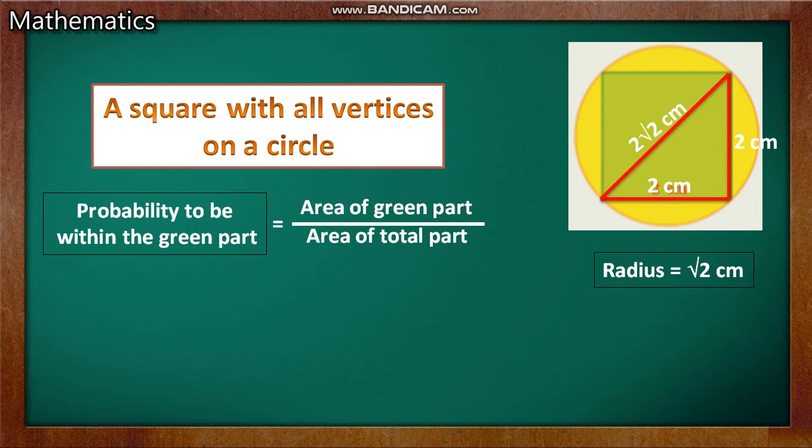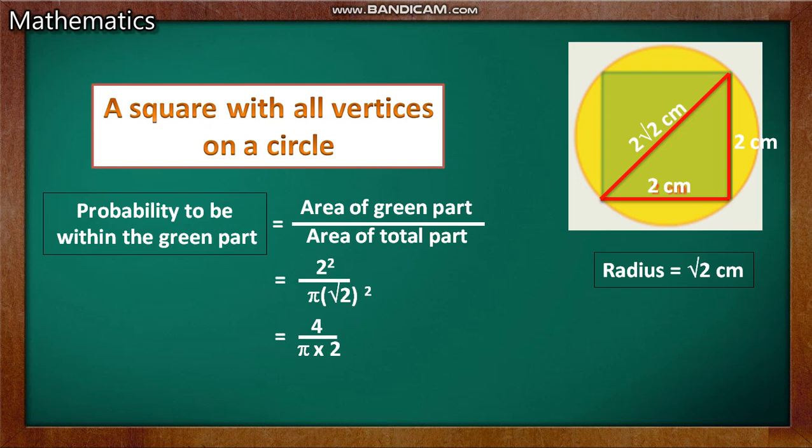Now let's do area of green part. I told you that is 2 square. Area of total part, that is circle. How can we find it? Pi r square. Area of the circle, pi r square. R is here root 2. So divided by pi into root 2 square. 2 square is equal to 4. Then pi root 2 square is equal to 2. Pi into 2. Ready?